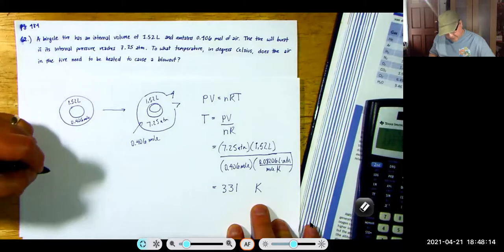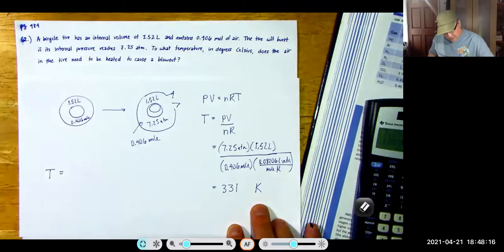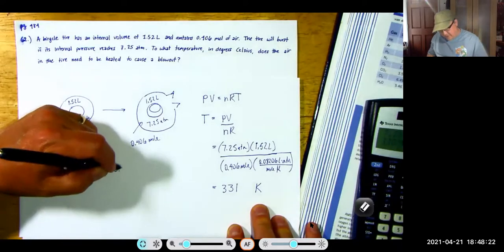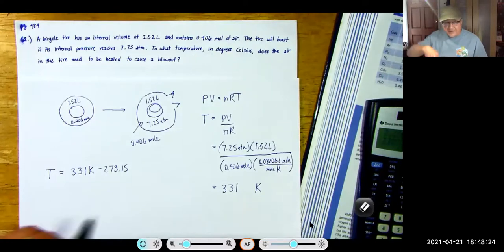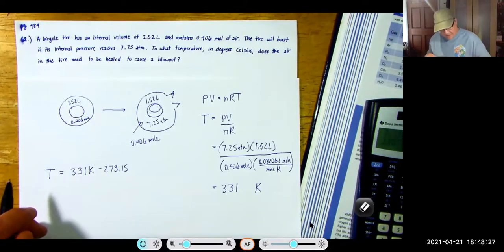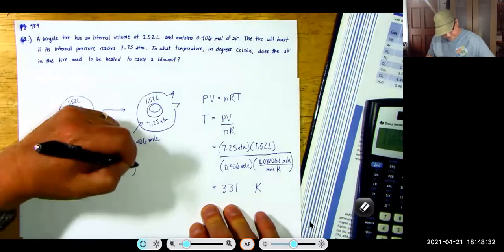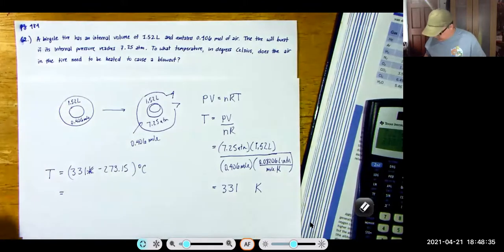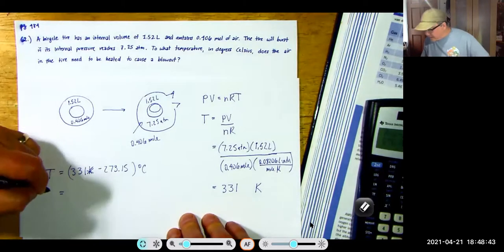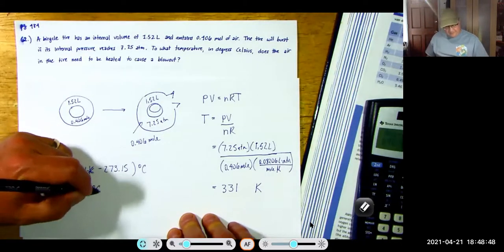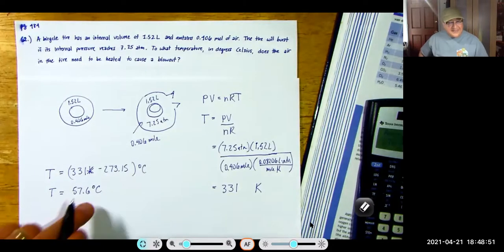Well, the temperature in degrees Celsius is going to be 331 K minus 273.15. Remember, to turn it into K, you add 273.15. To turn it back into degrees Celsius, we've got to subtract. So minus 273.15. And we have the temperature would be 57.6 degrees Celsius. And that's a pretty hot day.